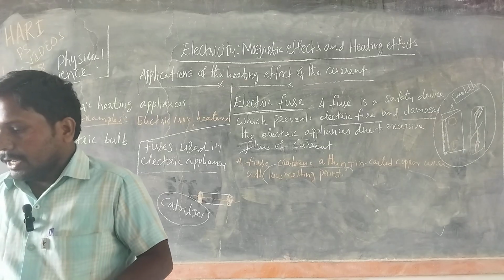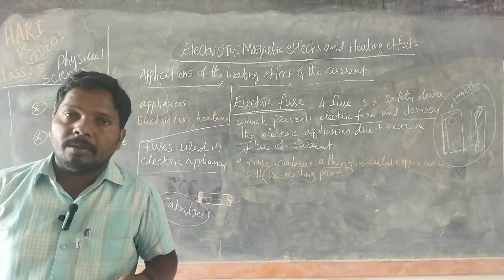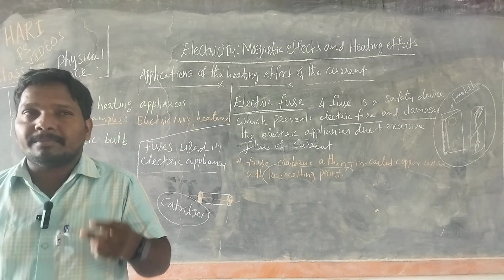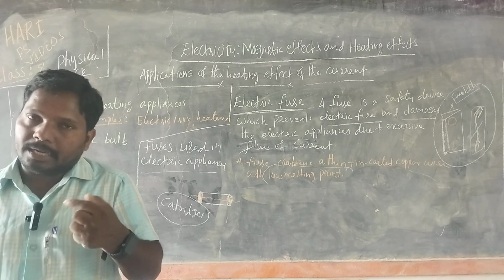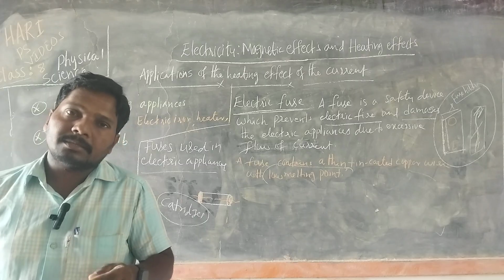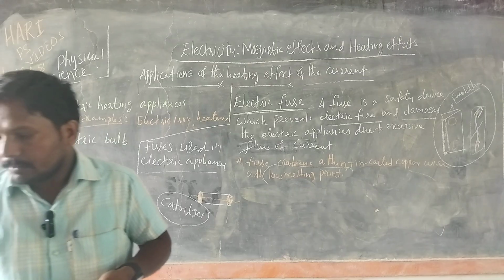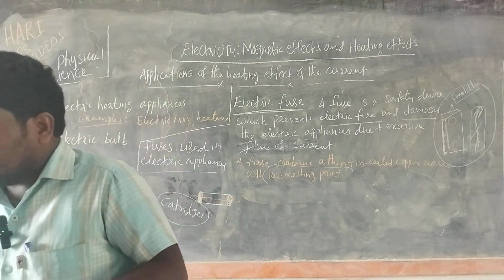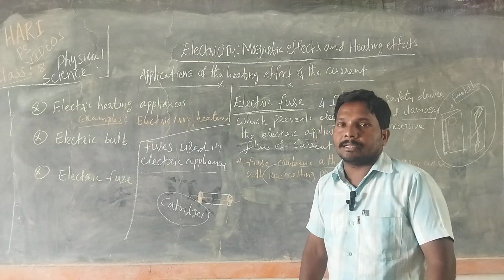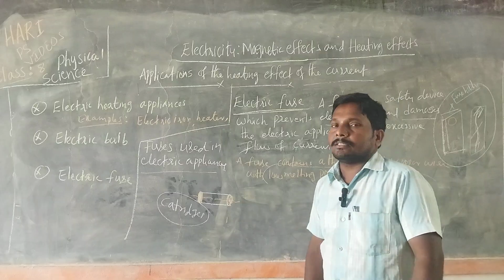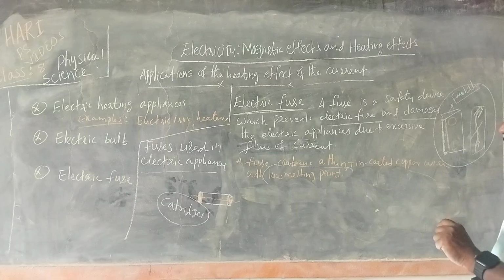If due to some reason a large current tends to flow to the electrical appliance, the fuse will blow off. That means it melts and breaks and cuts off the current supply to the electrical appliance, and no damage takes place. Such kinds of fuses are called cartridges or cartridge fuse wires. These are used in many electrical appliances such as TV sets, refrigerators, etc.